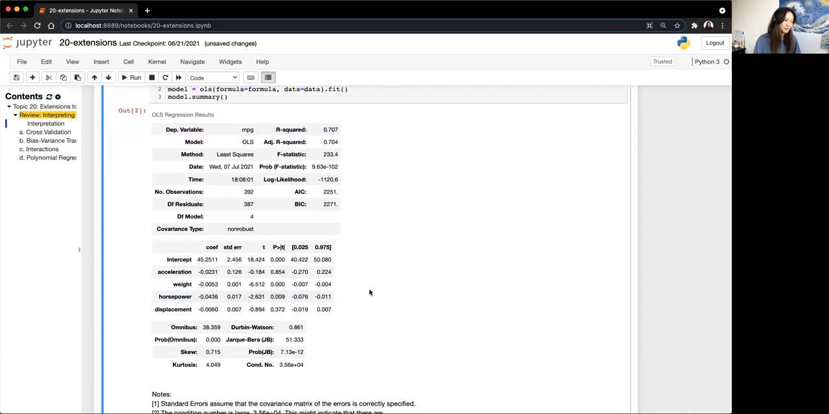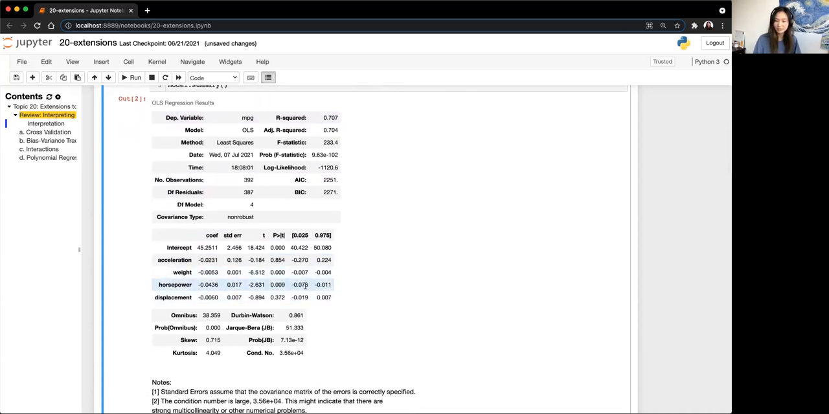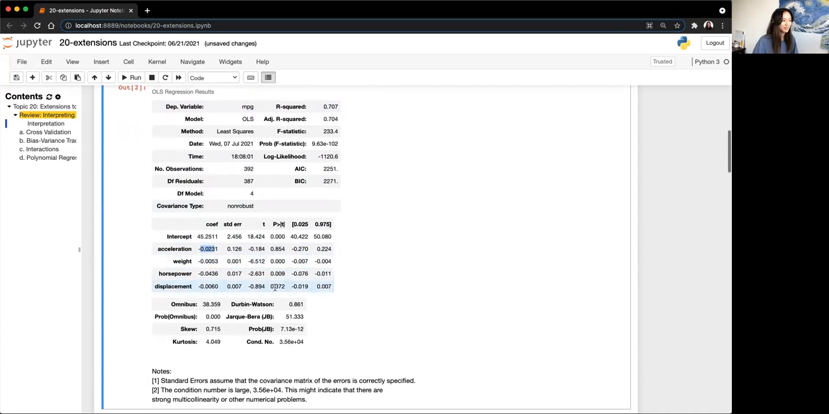Also in p-values, we have a couple non-significant p-values. So this p-value of 0.854 is saying that there's an 85.4% chance that acceleration has this relationship with miles per gallon, which is not good. We don't want to have a random relationship. Same for this 37.2, that's too high. Basically anything above 0.05, we actually want to get rid of or change.